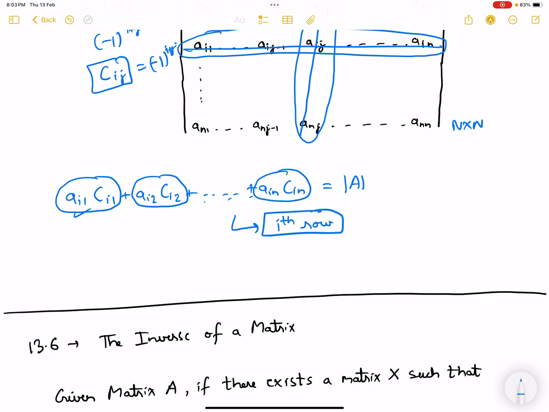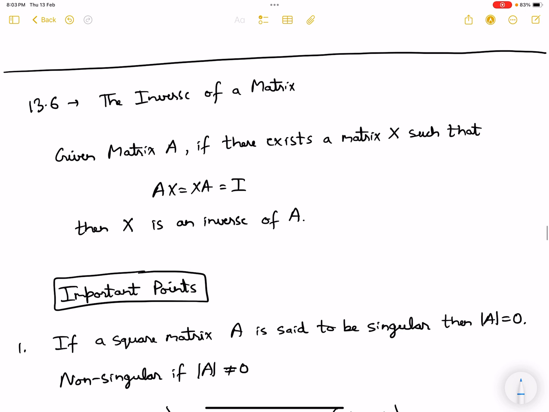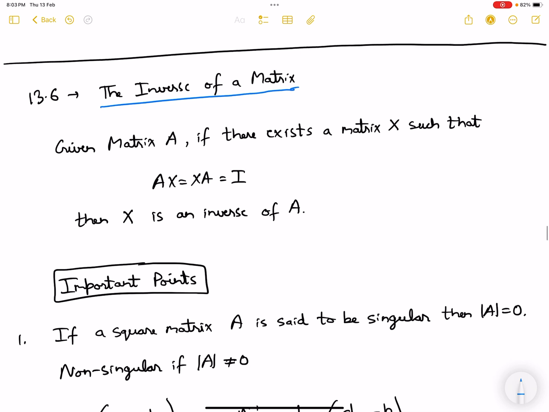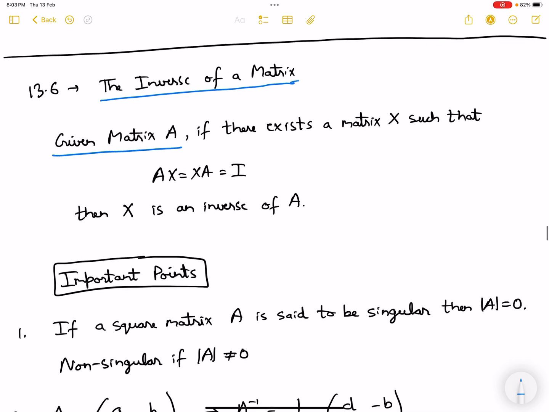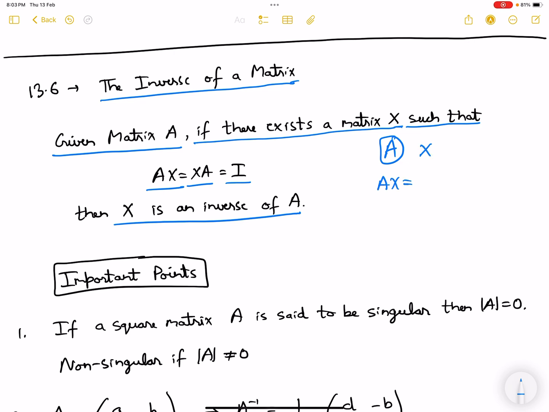Okay. Now moving forward, the inverse of a matrix. So, the first thing is the inverse exists only for a square matrix, because then only the determinant is possible. So given matrix A, if there exists a matrix X such that AX equals XA equals I, then we say that X is an inverse of A. So for any given matrix A, if we have a matrix X such that AX equals XA equals I, then we say that X is an inverse of A.